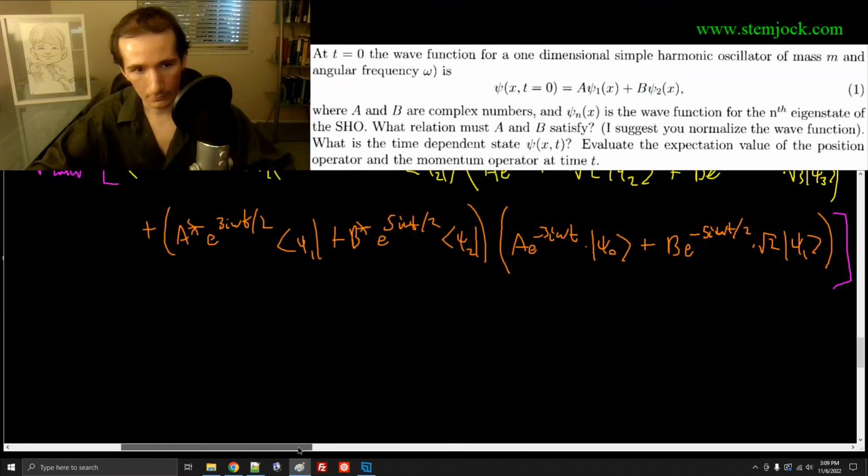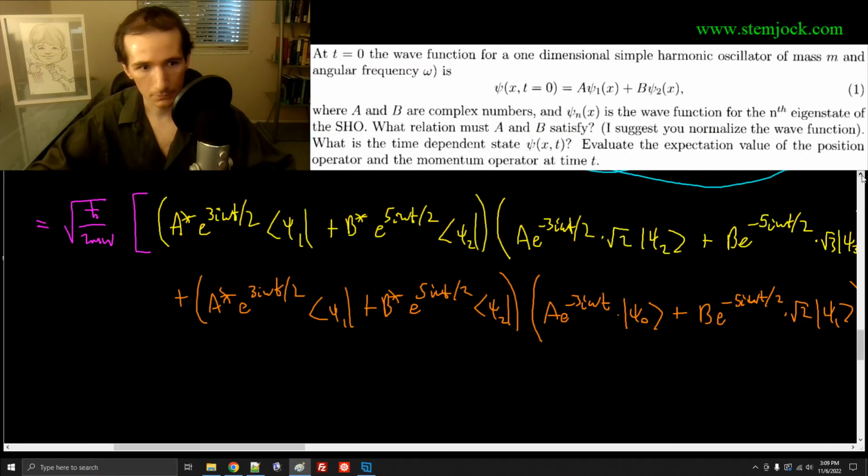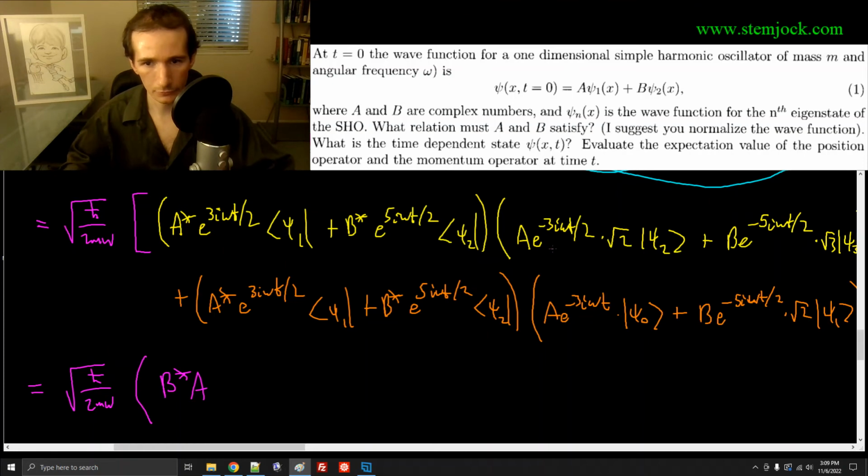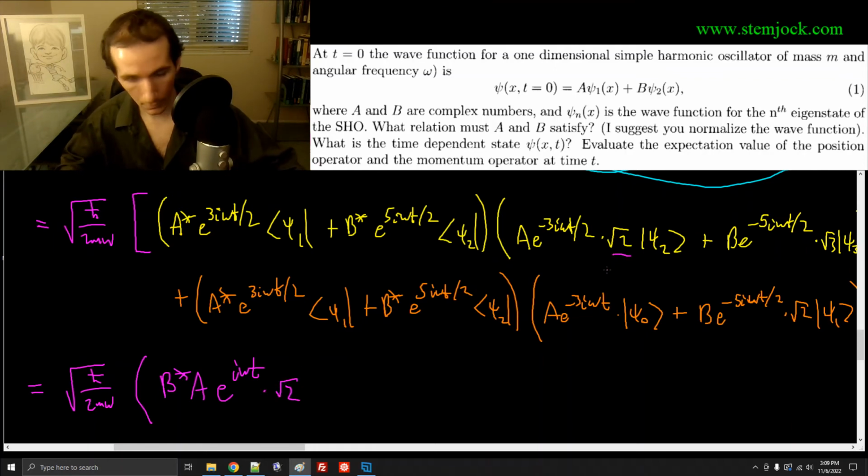So let me go ahead and write that before we talk about the orange expression. So this is square root h bar over 2 m omega. The term that survives is going to be b star a. And if I multiply the exponential functions, 5 halves minus 3 halves, that just gives me 1. So this is times e to the i omega t times square root 2, this one right here. And I believe, yes, that's it.